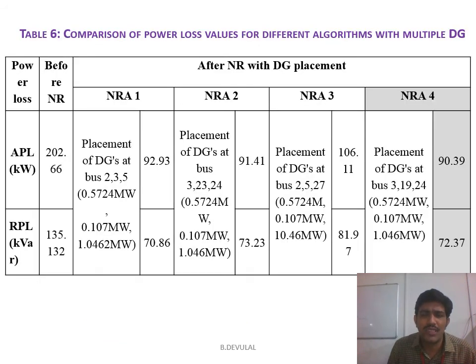So those results I compared in this figure. This is before network reconfiguration, and this is after reconfiguration: NR1, NR2, NR3, NR4. NR1 is 92, NR2 is 91 active power, NR3 106, NR4 90 point, this is the 90.39 power. So this is the best way we have to reduce the power losses in the system.